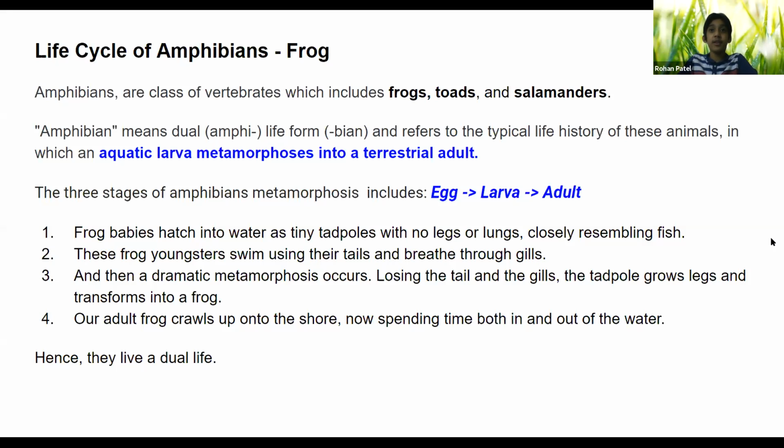The 3 stages of amphibians include the egg, larva, and adult. The frog babies hatch into water as tiny tadpoles, with no legs or lungs, closely resembling fish. These frog youngsters will swim using their tails and will breathe through their gills. Then a humongous dramatic metamorphosis occurs. They lose their tails and the gills. The tadpoles will grow legs and will transform into a frog. Our adult frog will then crawl up onto shore, now spending time both in and out of the water. Hence, they live in a dual life form.